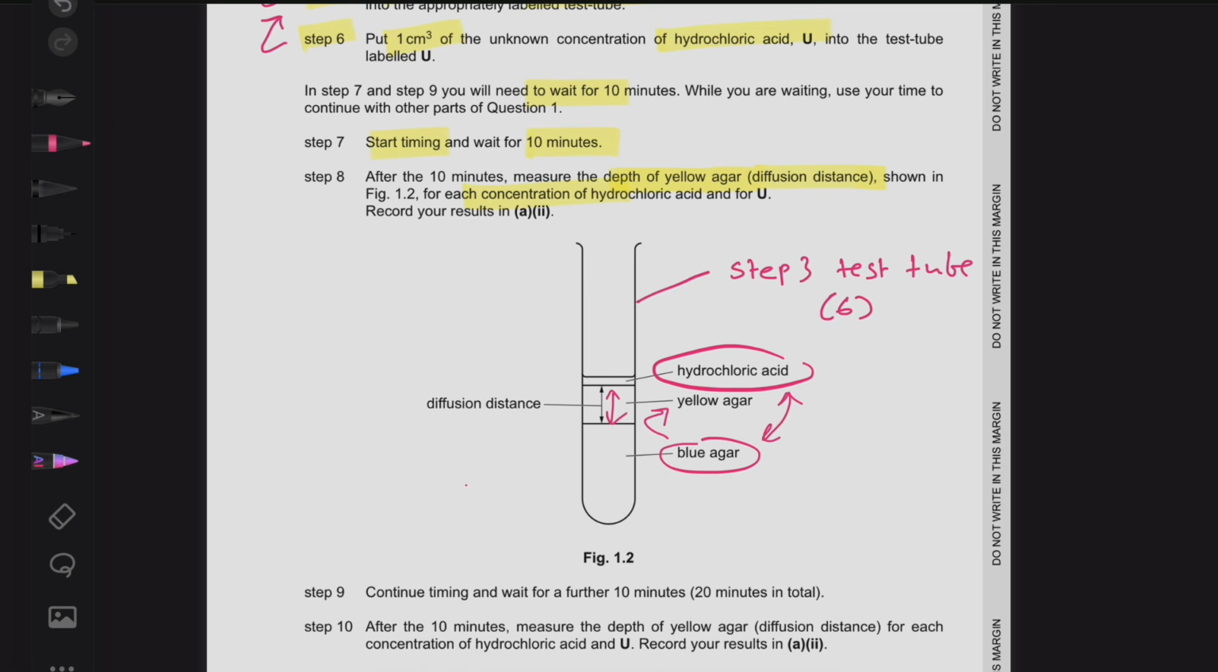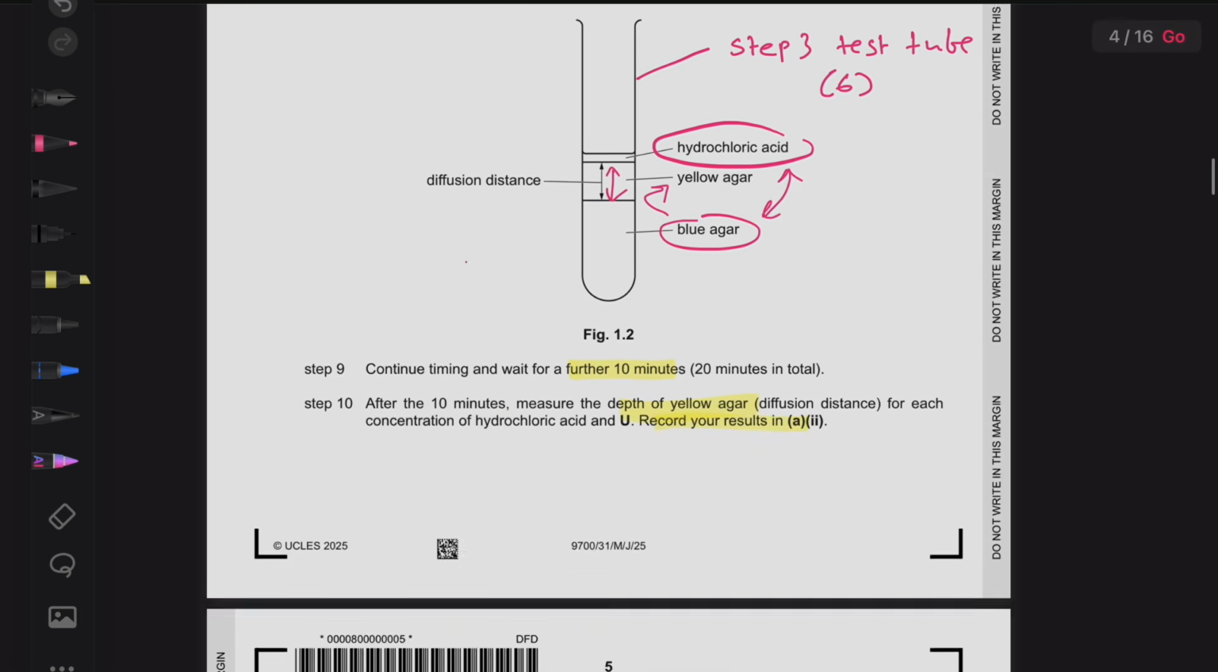when we measure the length or the depth of the yellow agar. Then what we are told to do is continue timing once the 10 minutes is up for a further 10 minutes, so that makes 20 minutes in total. And then once the 20 minutes are up, again we measure the depth of the yellow agar and record our diffusion distances for each, including the values for U as well. Then we're told to record our results.